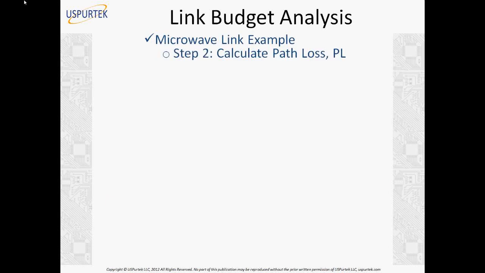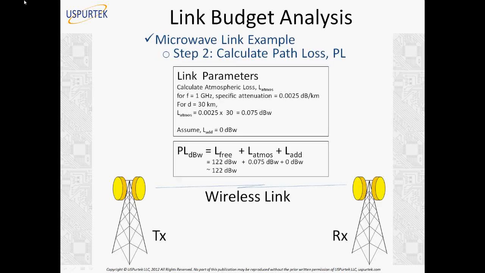Then we add the atmospheric losses. For 1 gigahertz frequency, we use an attenuation of 0.0025 dB per kilometer, and we have an atmospheric loss of 0.075 dB. And just for simplicity, we assume additional losses of 0 dBW. Actually, 0 dBW is not really 0 watts; it is 1 watt. Remember we are using decibels here. This decibel is with reference to 1 watt. So 0 dBW means 1 watt of loss.